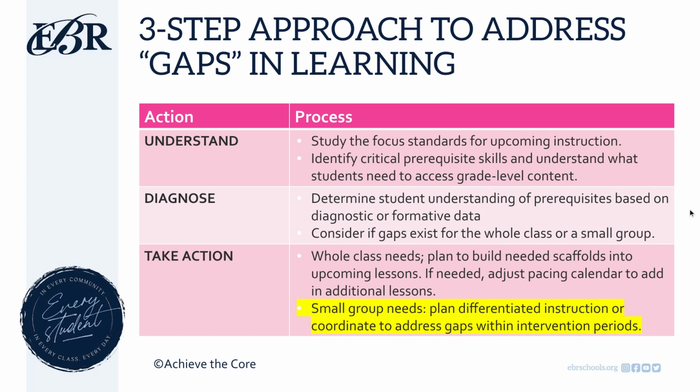So there's a 3-step approach to address the gaps in learning. So make sure we understand, study the focus standards for upcoming instruction, identify critical prerequisite skills, and understand what students need to access grade level content. So you can look at the interim 1 or interim 5 technically, but the first interim that the students take, or the diagnostic at the beginning of the school year that students take in ANET.